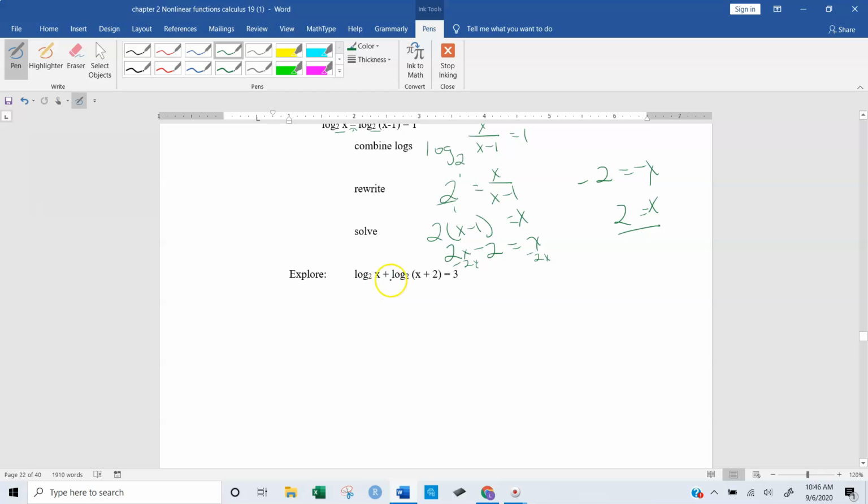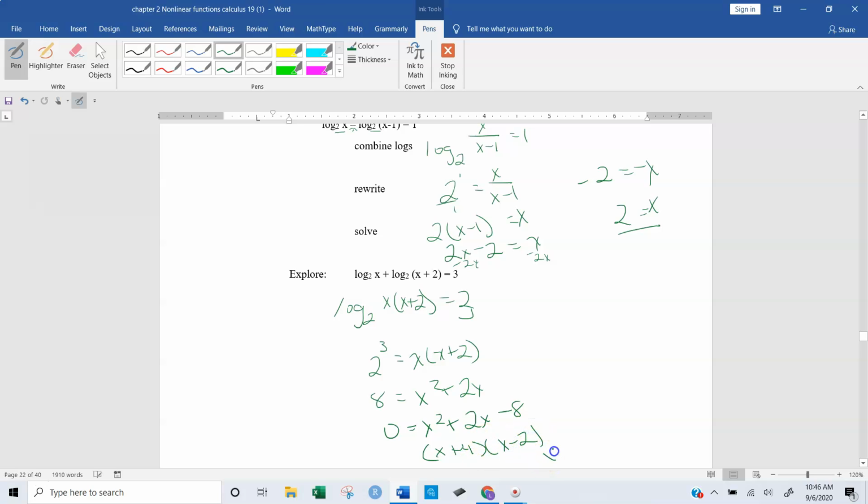All right, this time we had addition, which means you had to multiply. So you have log base 2 of x times x plus 2 equals 3. Rewrite, so 2 cubed equals x times x plus 2. Let's do our distribution. 8 equals x squared plus 2x. Subtract the 8 over: x squared plus 2x minus 8. Factors of 8 that give us 2 are x plus 4, x minus 2. So now I get x equals negative 4 or x equals 2.